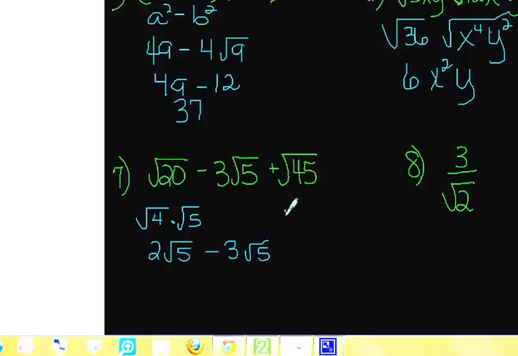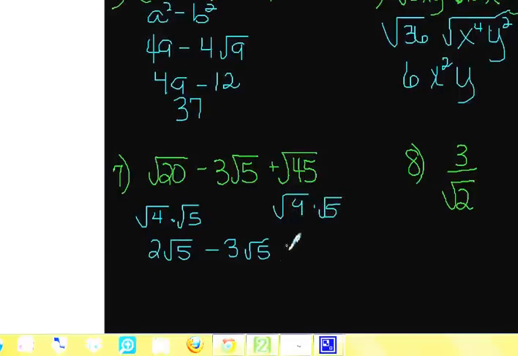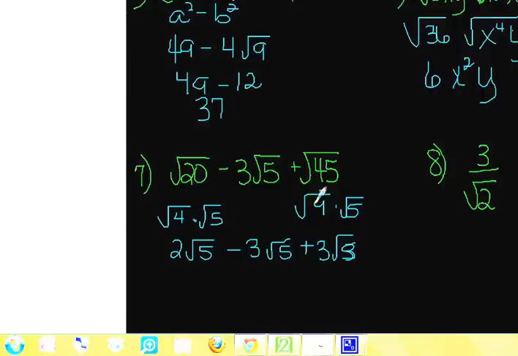Now let's work on this 45. I see a factor of 9, which is a perfect square, and 5, and the square root of 9 is 3, so 3 root 5. And so now you can see they're all the same kind. This tells you how many. This tells you what kind. So I have negative 3, positive 3 root 5. Those happen to just cancel each other out. And so my final answer is 2 root 5.